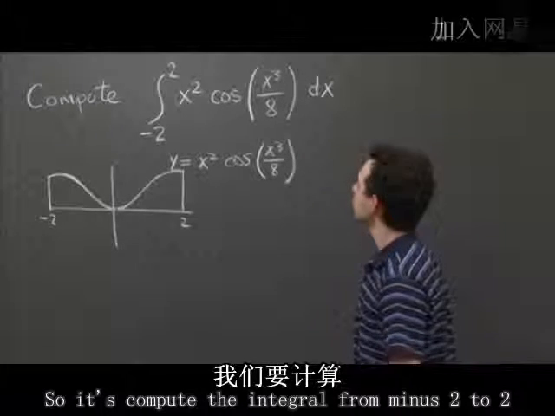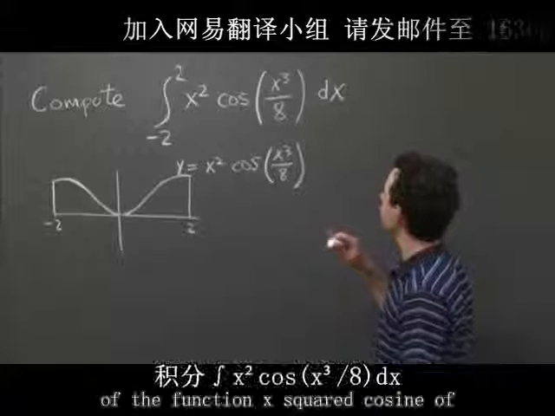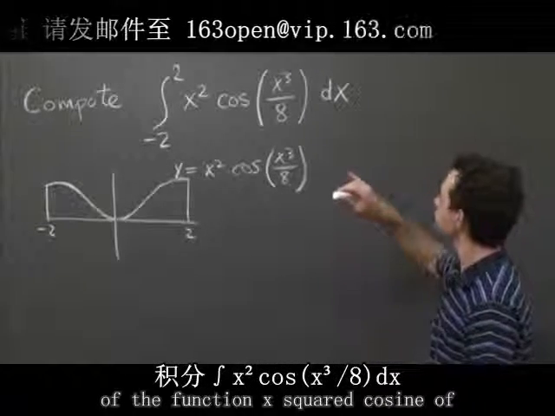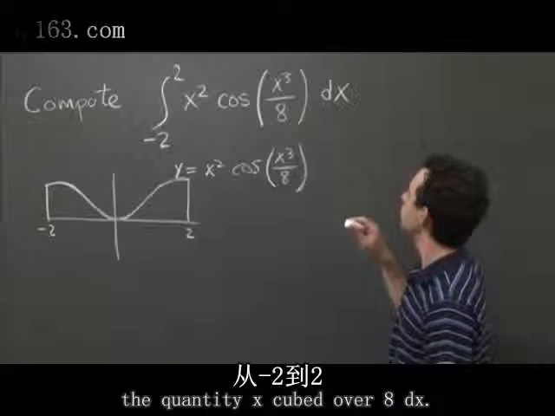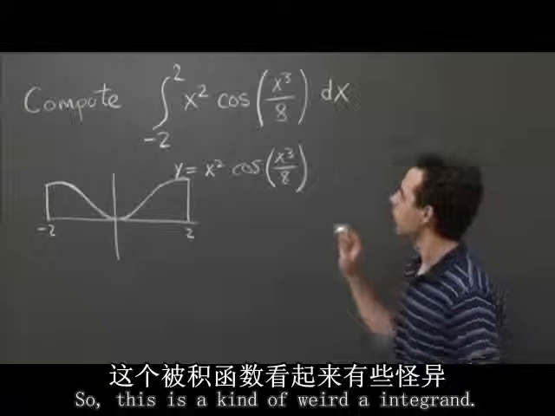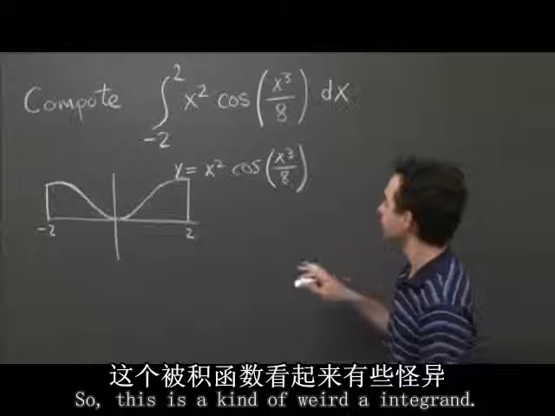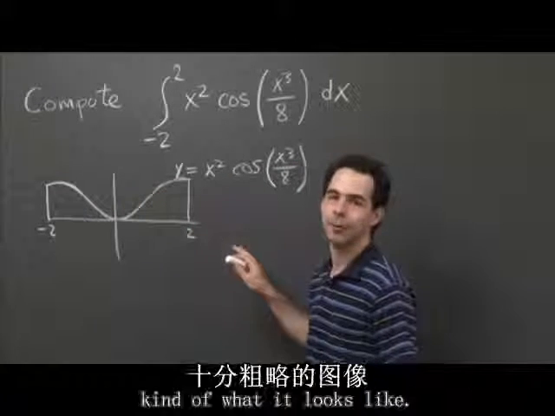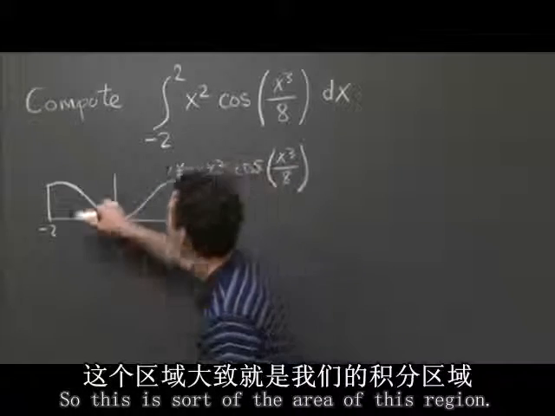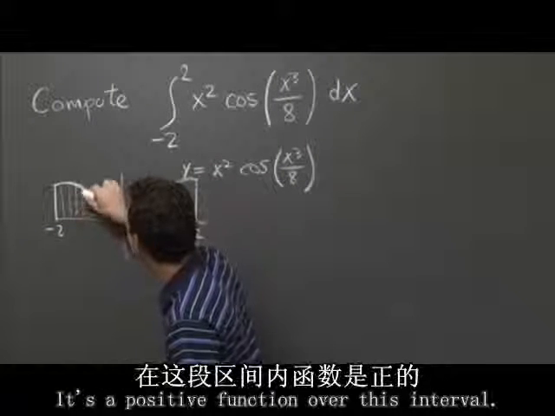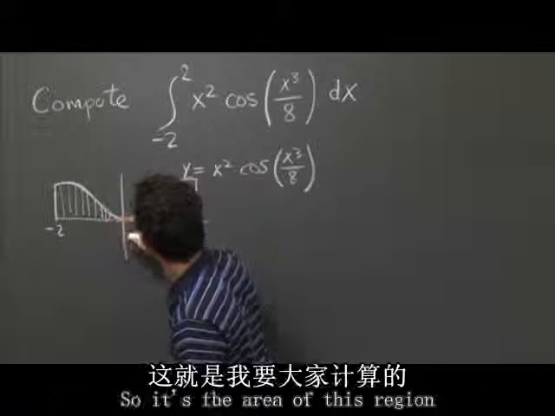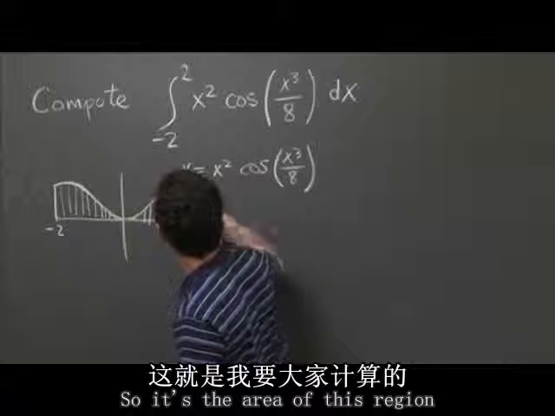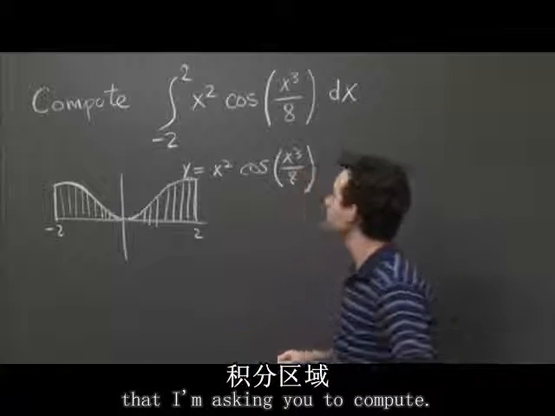Compute the integral from -2 to 2 of the function x squared cosine of the quantity x cubed over 8 dx. So this is a kind of weird integrand. I've drawn a very, very rough graph of what it looks like. It's a positive function over this interval, so it's the area of this region that I'm asking you to compute.